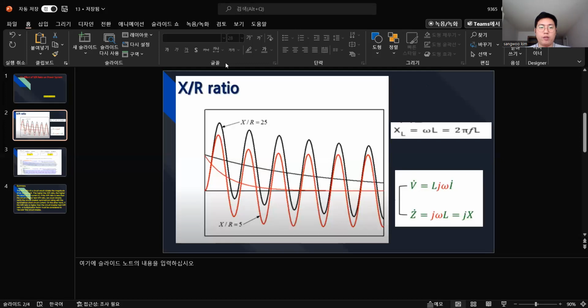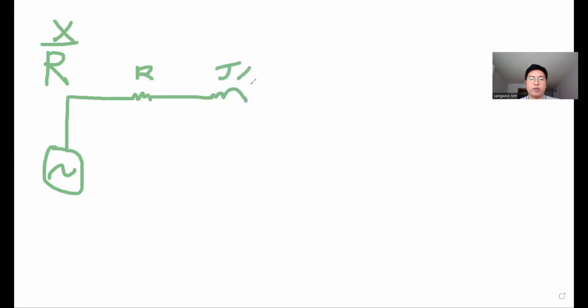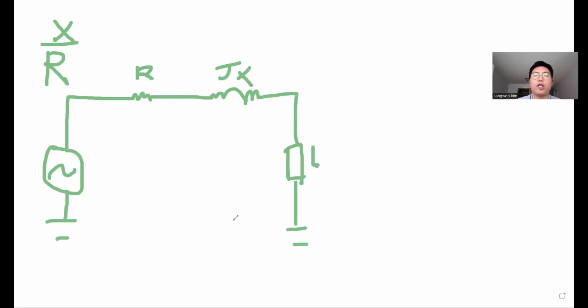Let's move on. I will show you. So first of all, the R/X ratio. For example, I will draw first R, jX, and this is the load. I will draw the general operation situation of the power system. So what I mean is, R/X is the impedance, right?